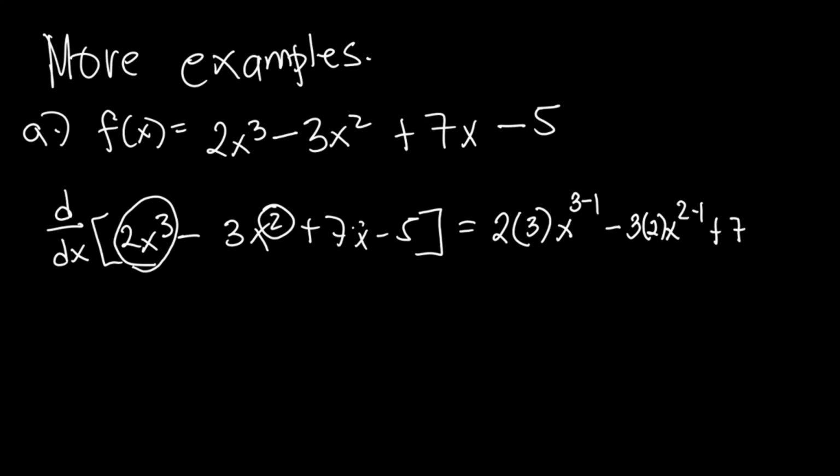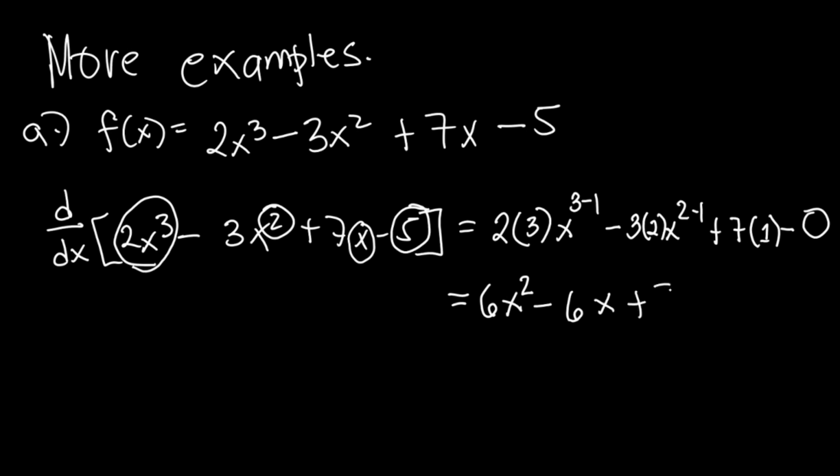So, ang derivative kasi ng x is 1. So, 7 times 1. Minus, derivative of constant is 0. Therefore, our final answer will be 6x squared minus negative 6x na lang plus 7. So, that will be our final answer.